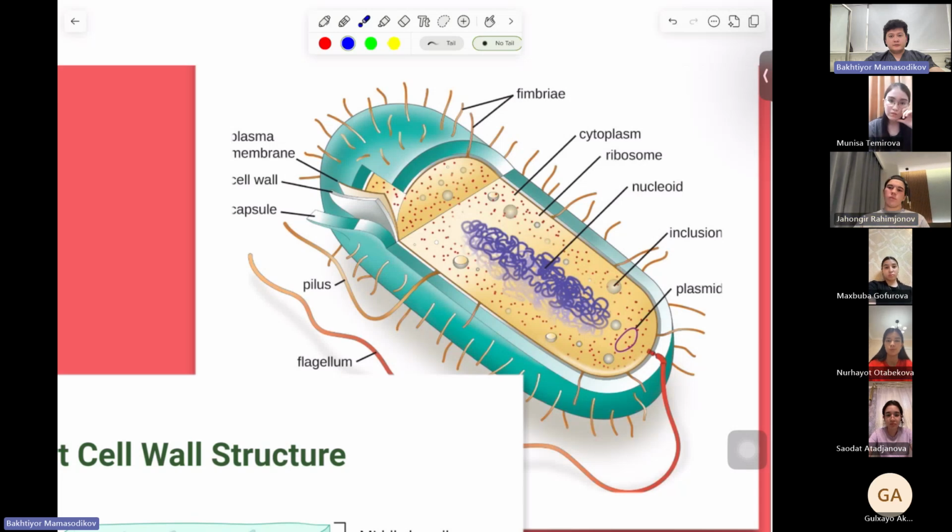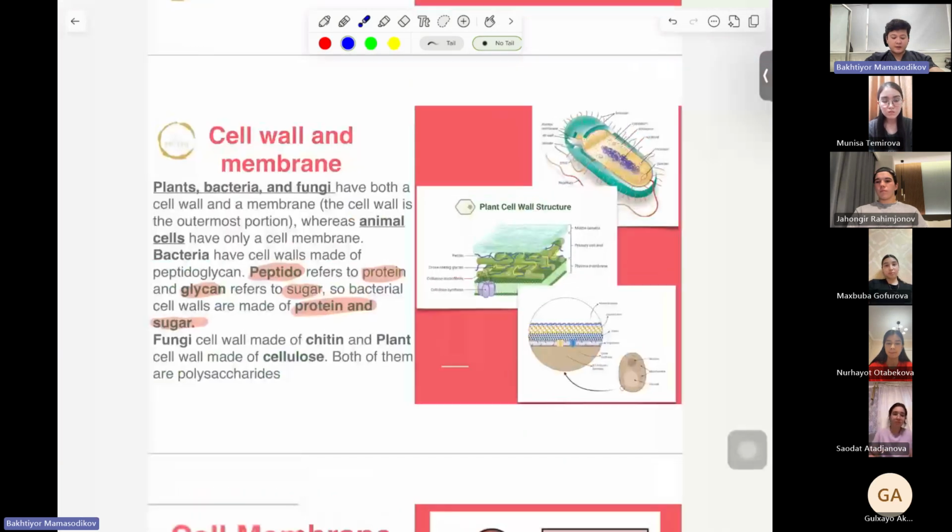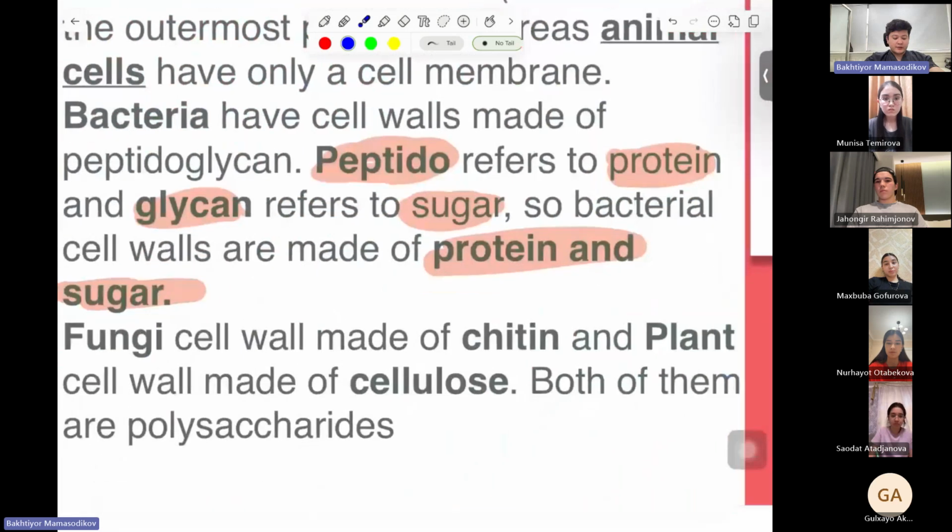The thing that you've been saying about the protein and sugar, am I right? Yes, protein and sugar. This is called peptidoglycan. Yes, it's called peptidoglycan. That's right. Mahbuba, that's good. Peptidoglycan. So let's move to the fungi.